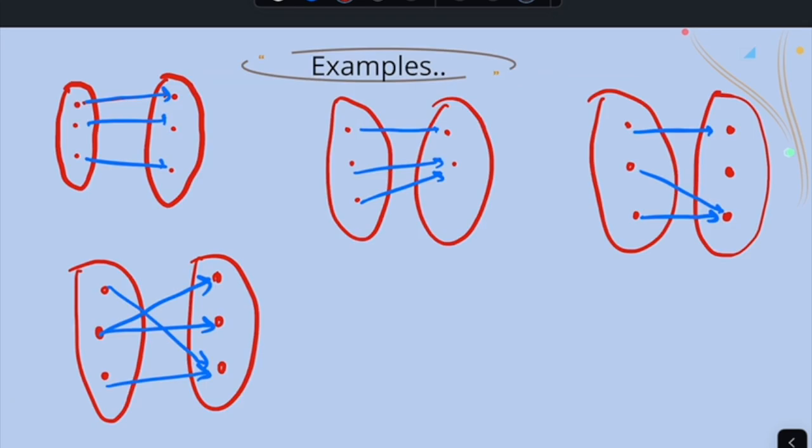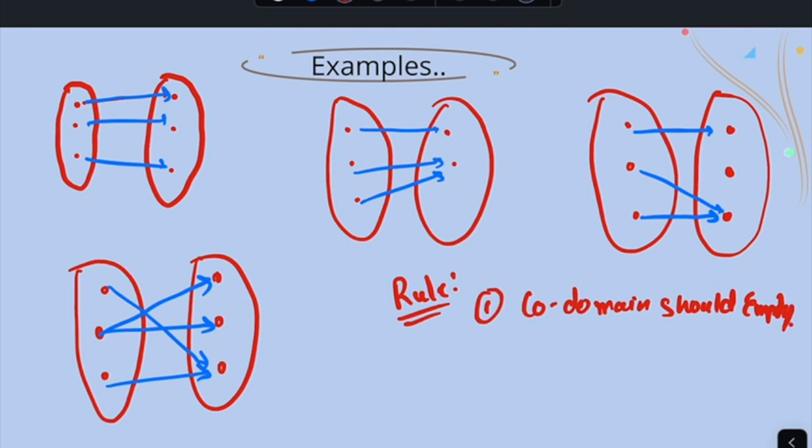Before moving on to functions and types of functions, I want you all to do some questions. You have to determine how many of these four are functions. Remember the rules. What are the rules? Codomain should not be left empty. And the second one was that codomain should not be multiply mapped with domain.